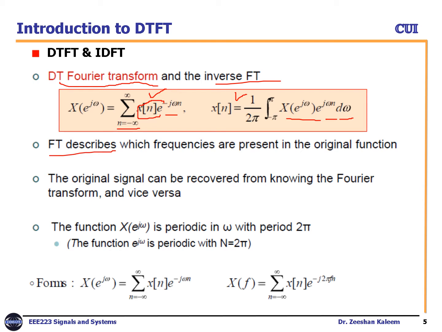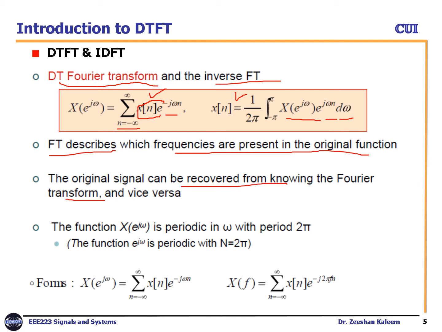So the Fourier transform describes which frequencies are present in the original function. Whenever you take the Fourier transform, in the end you will have different frequencies. So by the Fourier transform, you can notice which frequencies, which harmonics, exist in the original function. The original signal can be recovered from knowing the Fourier transform.